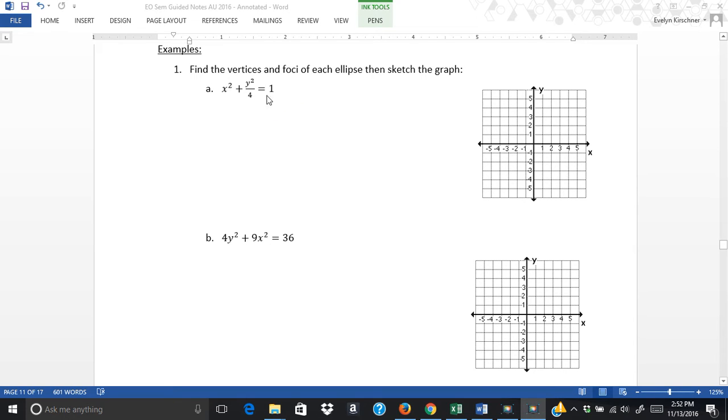So here's my first ellipse. I want to find the vertices and foci and then graph it. So I'm going to find a couple things. First of all, I need to know my center. My center is at 0, 0 because nothing's being added here.